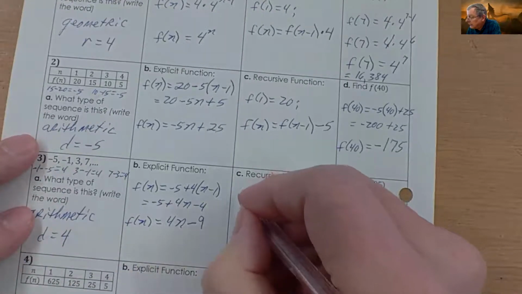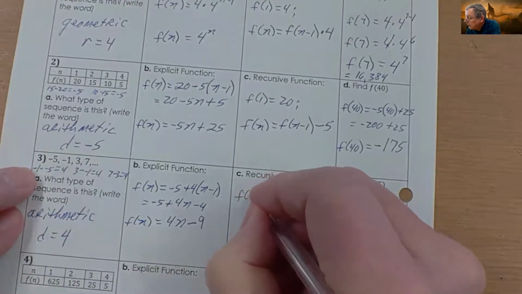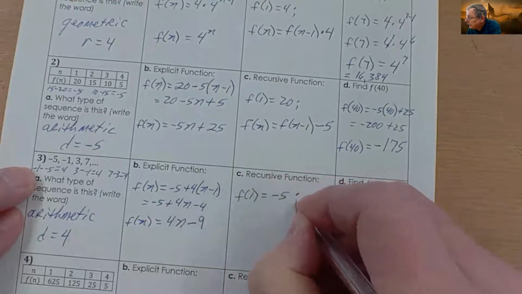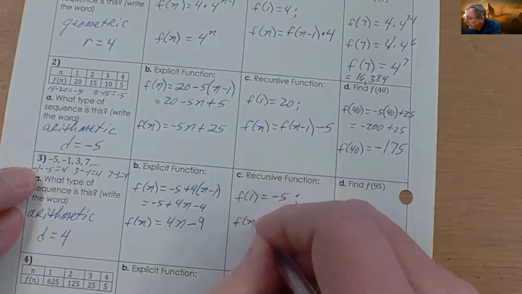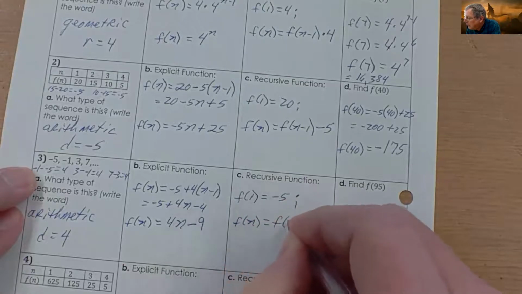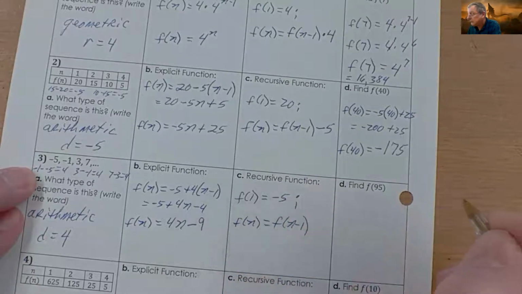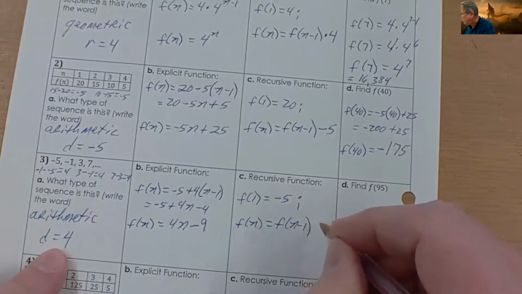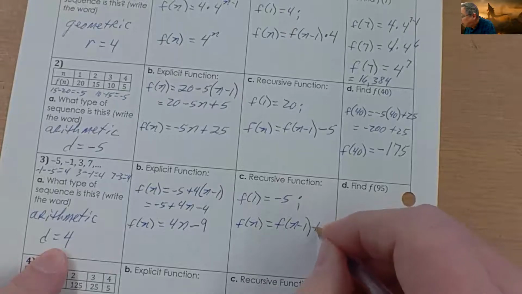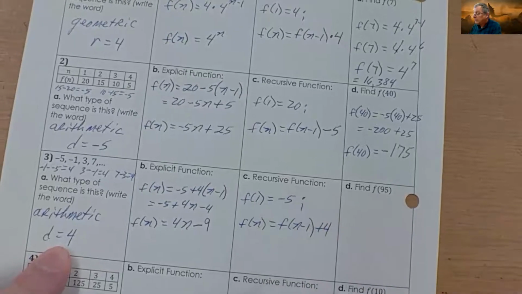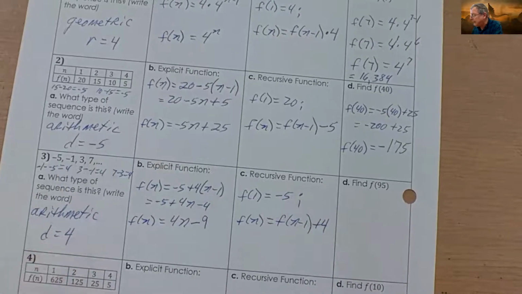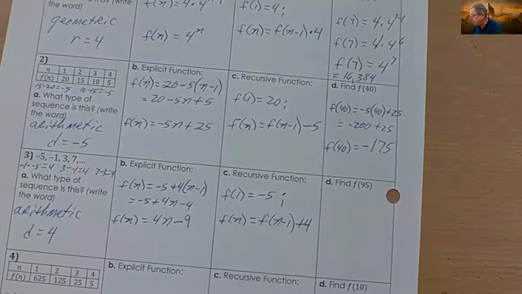Recursive, don't forget the first term. f of 1 equals negative 5, and f of n equals f of n minus 1 plus 4. So what that says is go from term to term to term. You add 4 each time, and that's what we did. Don't forget the first term as part of your answer, though.